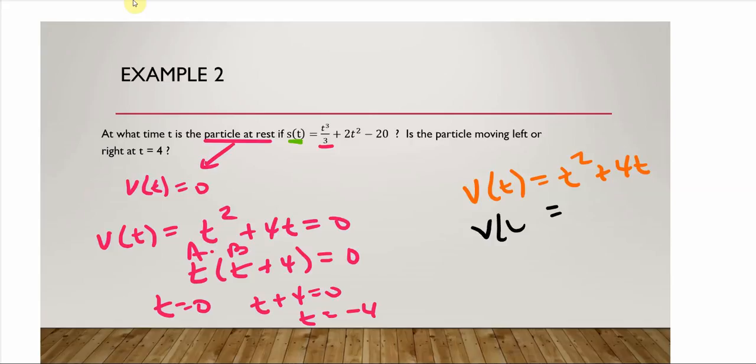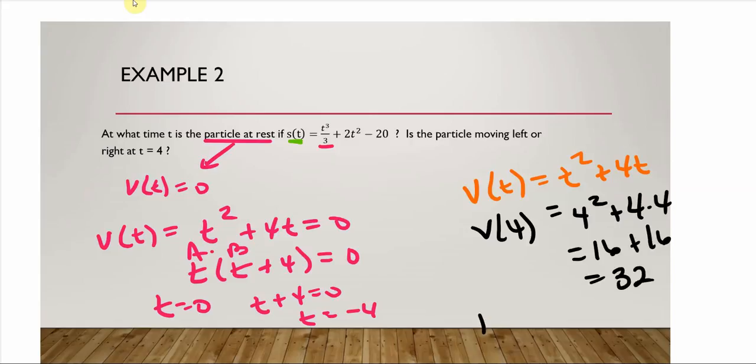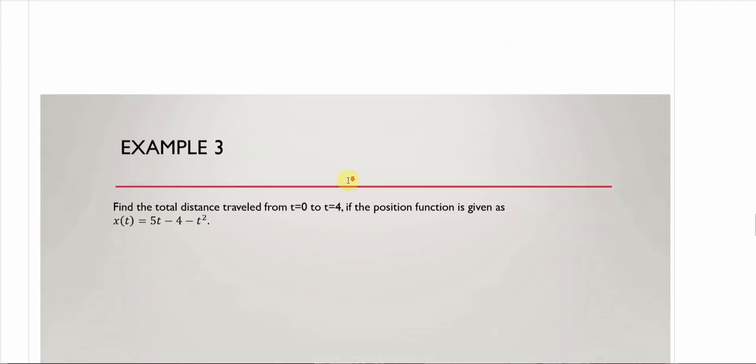So v of 4 really means 4 squared plus 4 times 4, which is going to be 16 plus 16, and that's going to give me 32. Now, since it's positive, we're going to say that the particle is traveling to the right. If it was negative, it would be traveling to the left. All right? Let's try another example here.